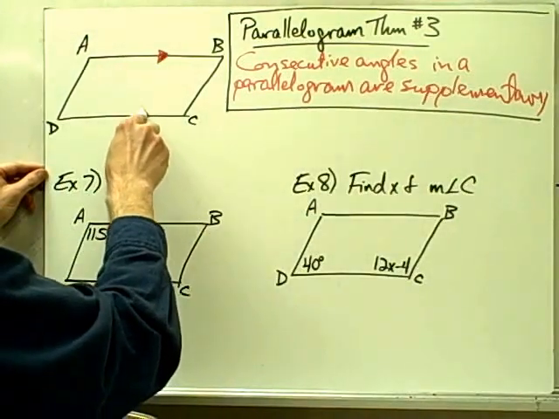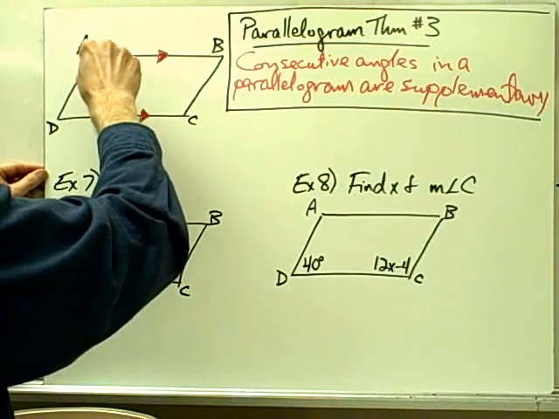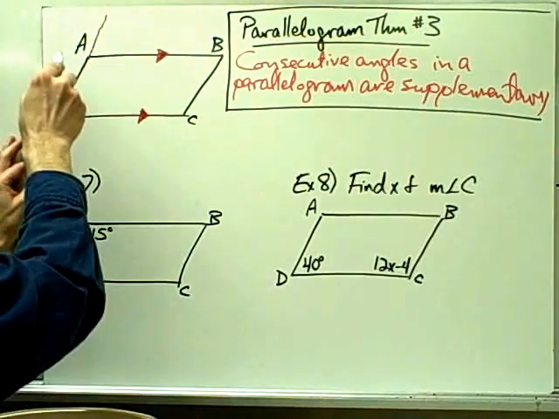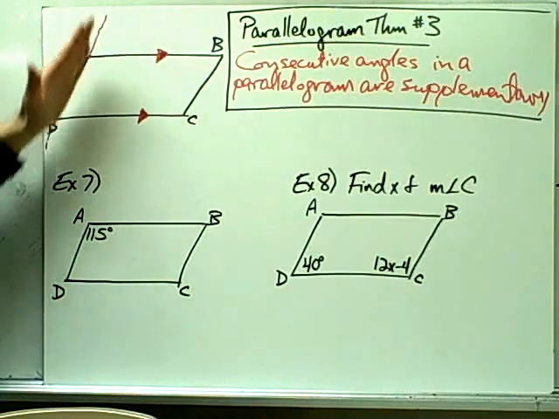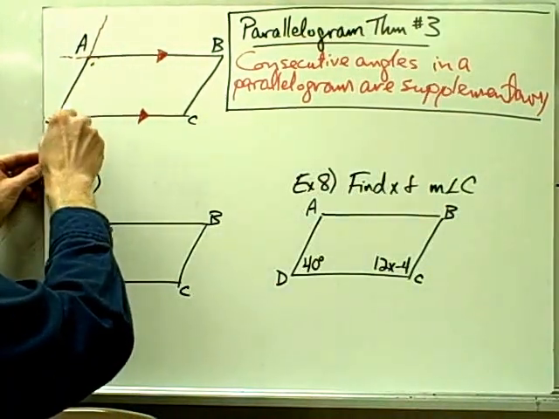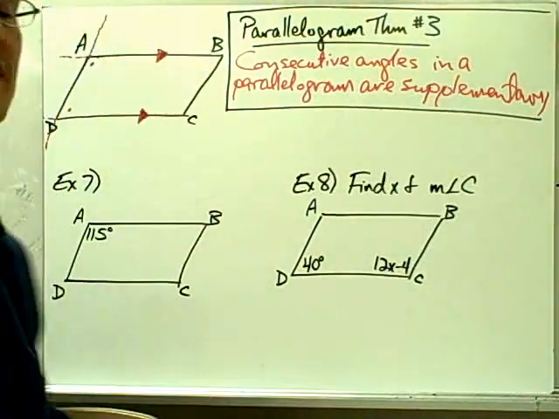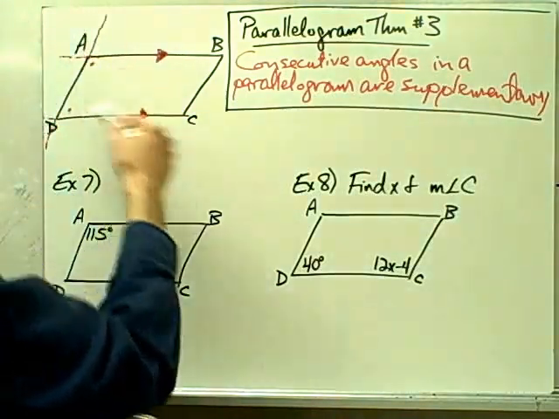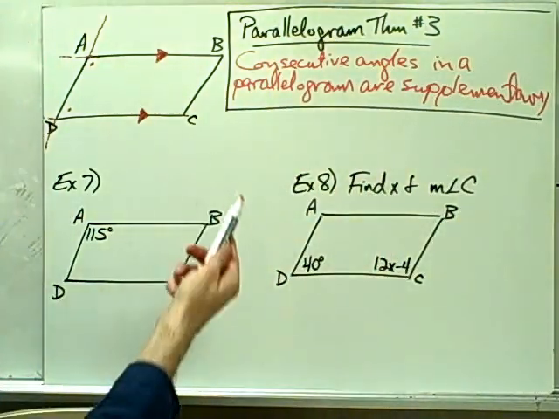Remember, if opposite sides of a parallelogram are parallel, if I extend this side out here, if I extend these lines out here, well, I've got two parallel lines cut by a transversal, and these two angles here and here would be same side interior angles. And if you remember, we have a theorem that says if two parallel lines are cut by a transversal, then same side interior angles are supplementary. And that's what this parallelogram theorem number 3 is referring to.